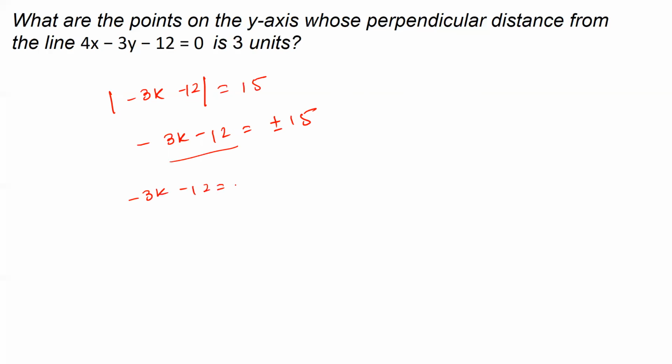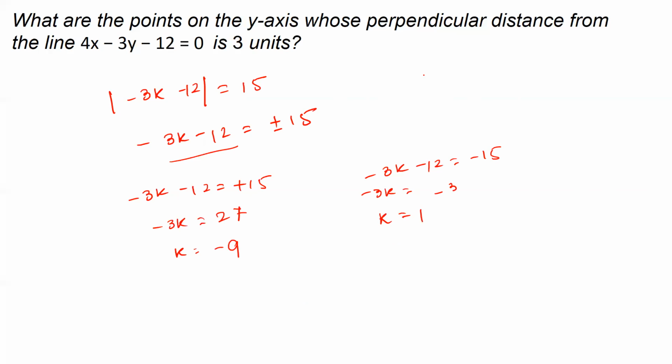Minus 3k minus 12 is equal to 15. So we have minus 3k is equal to 15 plus 12, which is equal to 27. So we get k is equal to minus 9. If we take it to be minus 15, then we get minus 3k is equal to minus 3, and we get k is equal to 1.